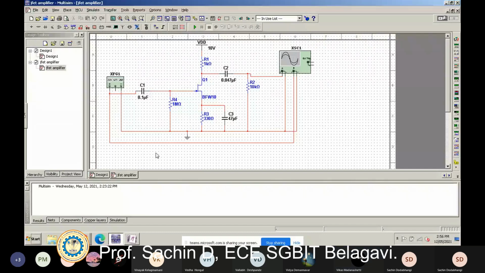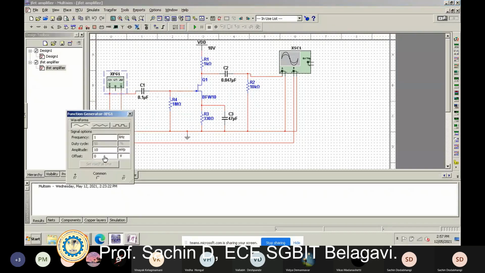The coupling capacitor C1 here is 0.1 microfarad. The input gate resistance is 1 mega ohm. RC is 1 kilo ohm, and RS is 330 ohm. C1 and C2 are your coupling capacitors, and C3 is your bypass capacitor. I'll show you the input and output. Next, I will tell you how to mount it, or else we'll go with the different circuit which was already solved in class.